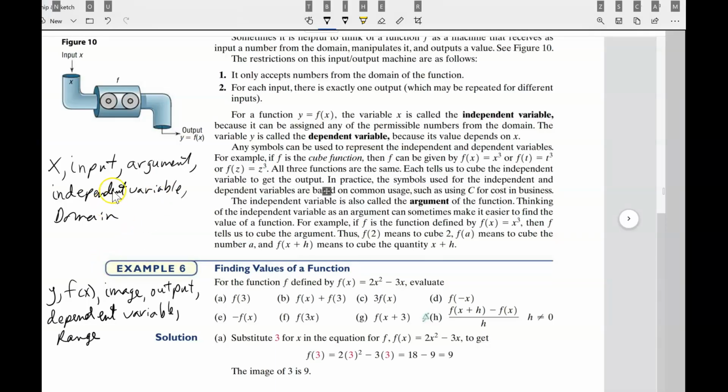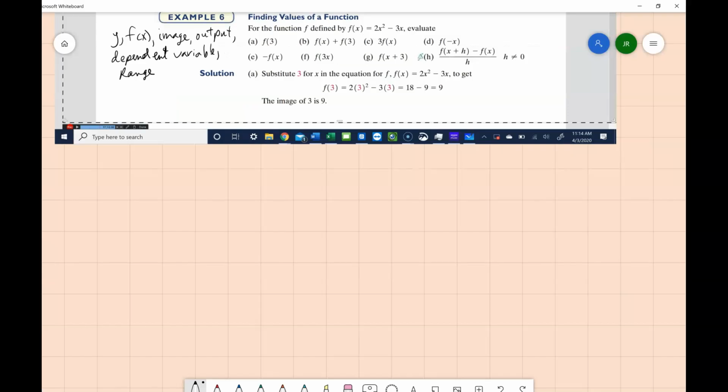I've written down some synonyms here. For the x variable, we have all these words associated with it: input, argument, independent variable, and all of those x's represent the domain of a function. For y, or f of x, or image, output, dependent variable, and the whole set of those y's is the range of the function.